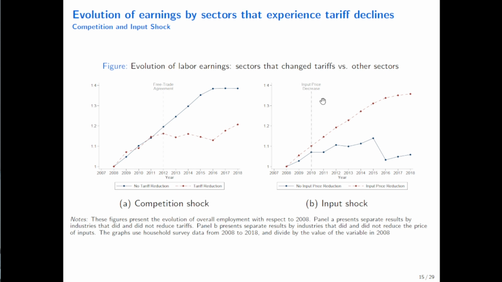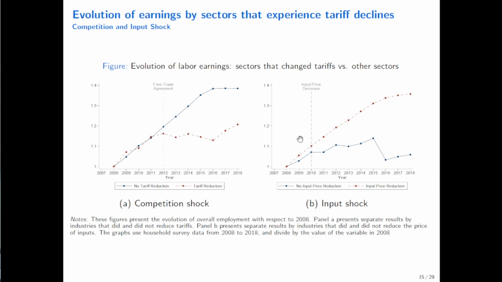Okay, and this is what happens to labor markets. So this is the main figure of the paper. So here we have the evolution of employment across the different cells. So the blue line represents the cells that didn't experience a tariff reduction. The red line represents the cells that experienced a competition tariff reduction. And what we can observe here is that the employment for the industries and states that experienced this competition tariff reduction basically decreased. So you can see that the blue line stays constant while there is a big change in the trend of the red line. So this competition channel is a negative effect. So labor markets contracted in the industries that experienced that tariff reduction.